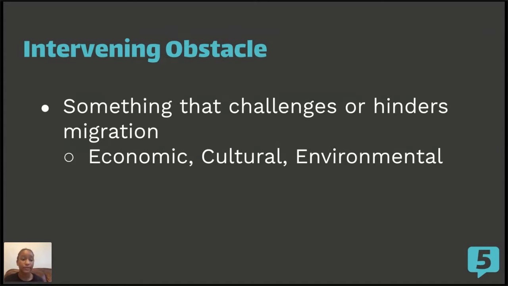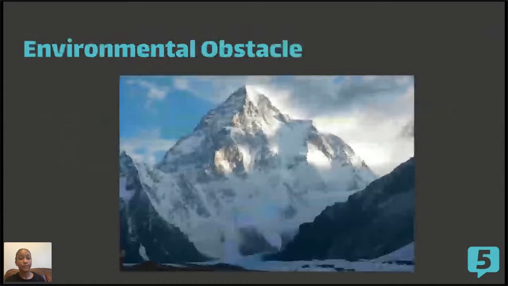So again, we're going to look at our three main reasons or forms of migration, and those are economic, cultural, and environmental. So there can be economic intervening obstacles. There may be a cultural intervening obstacle. Basically, just anything that's keeping you from migrating would be considered one of those. So here we see an environmental obstacle. This is a mountain region in Asia.